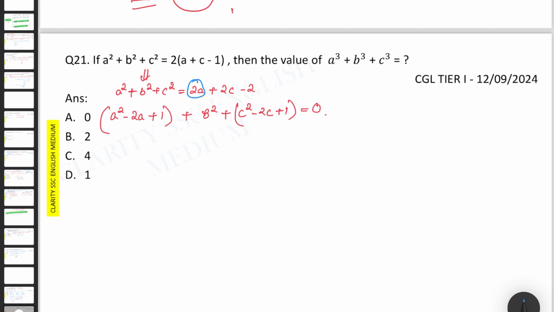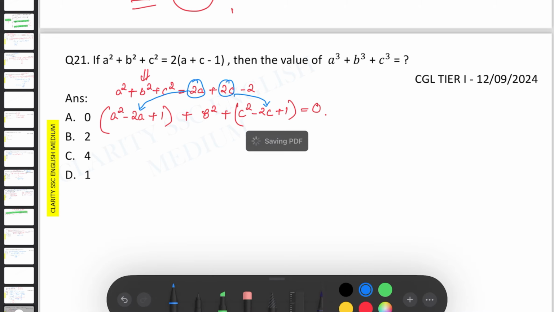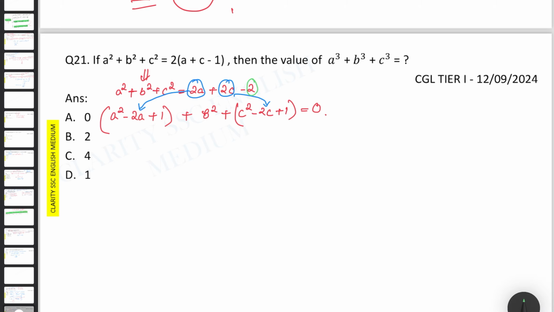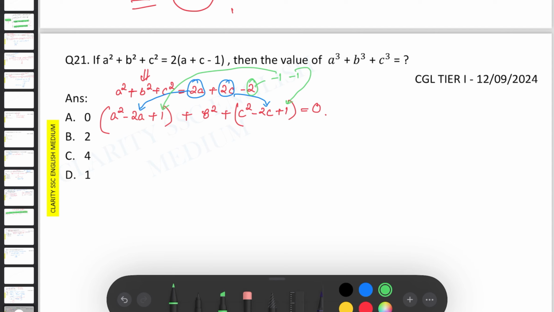Here 2a will come here and 2c will come here. b remains as it is, and this 2 I can write in the form of minus 1 and minus 1. So this one comes here and this one comes here. Why am I trying to write in the form of squares? Because if the sum of these squares is equal to 0, then each individual term must be greater than or equal to 0.